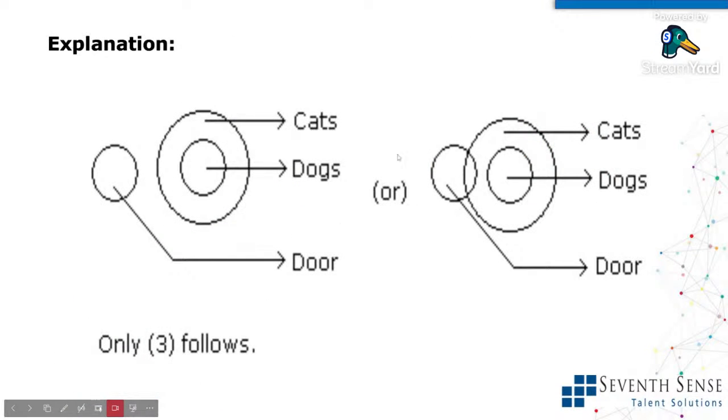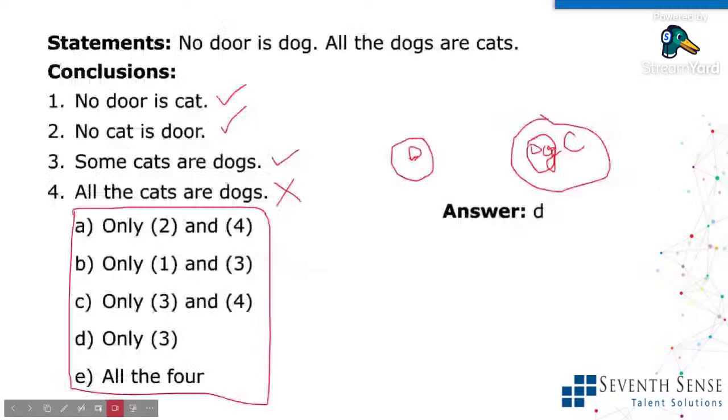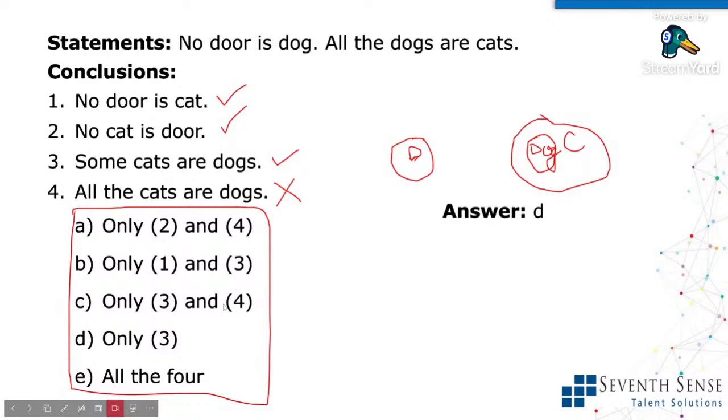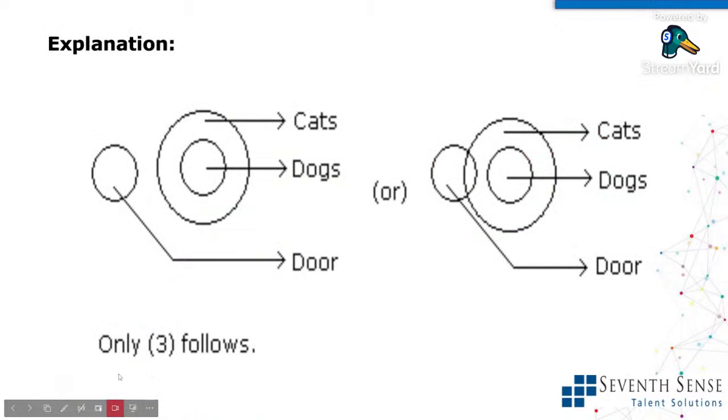So the correct answer would be 1, 2, and 3, I guess. No door is cat. Yes. No door is a cat. Yes, that is the right answer, guys. So I believe the options I have copied are of some different question. That is why we are having this confusion over here. Okay. So please change this.